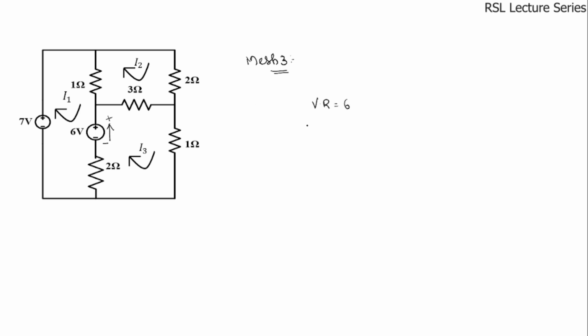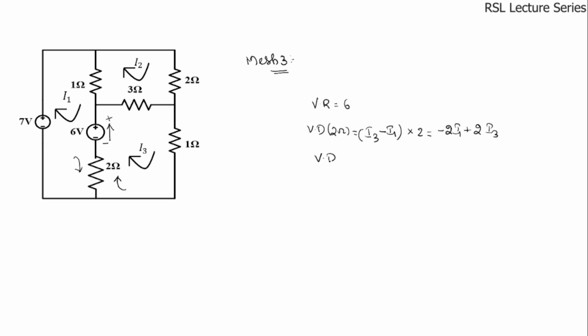Next we have to write down the voltage drop across all the resistors. First we'll write for the 2 ohms resistor. As discussed earlier, this 2 ohms resistor is lying in between mesh 1 and mesh 3. Mesh 1 current is flowing in the downward direction, and mesh 3 current is flowing in the opposite direction. So for the mesh 3 equation we have to write it as I3 minus I1, while for mesh 1 we had written it as I1 minus I3. Multiplied by 2, this will give you minus 2I1 plus 2I3.